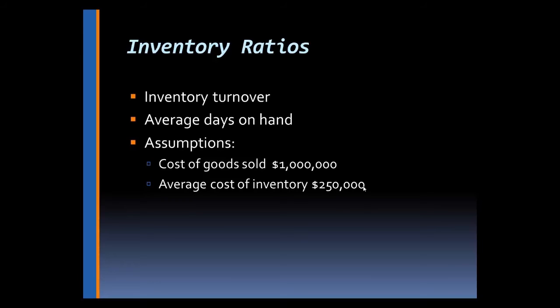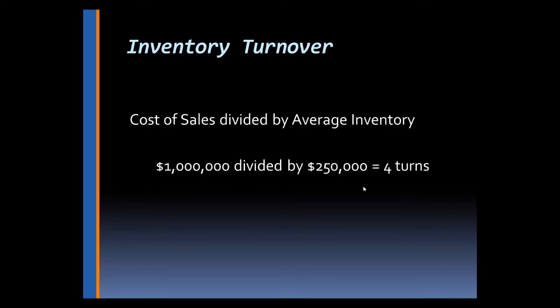So here we're assuming our cost of goods sold last year was $1 million, and our average cost of the items in our inventory is $250,000. Now that cost may be the FIFO value, it might be the LIFO value, it might be the weighted average value, or it could be the specific identification. But the total inventory is valued at $250,000. The turnover is calculated by dividing cost of sales by the average inventory. So here you see we get 4 turns.